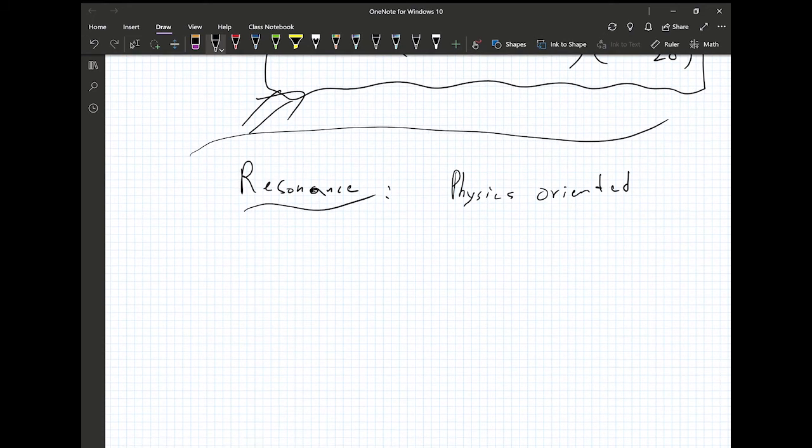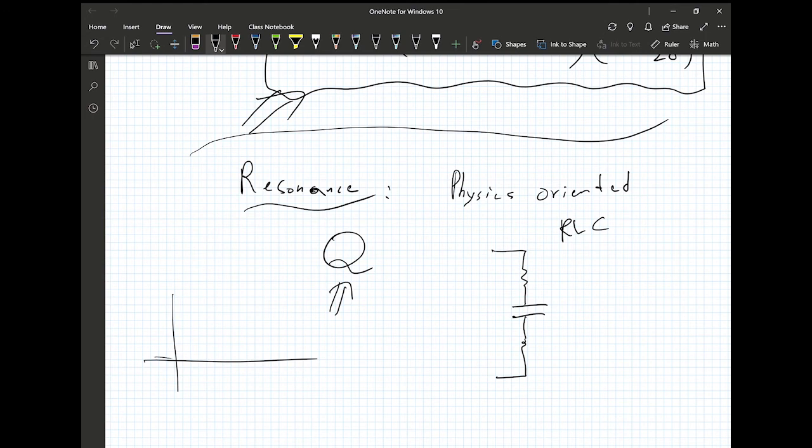But the subject of resonance is more of a physics oriented interpretation of what we already know, which is how to analyze RLC circuits. There's nothing new there. We just analyze those circuits from a physics perspective by introducing what's called the Q factor. The Q factor is a way for us to quantify, if we plot the frequency response of this RLC filter, let's say the impedance looks something like this, how sharp the bandwidth of this RLC filter is.